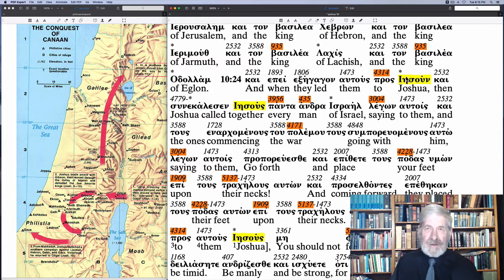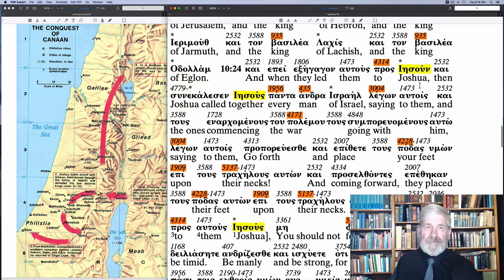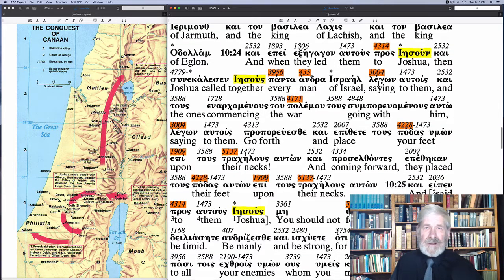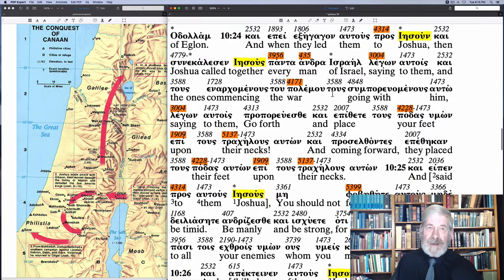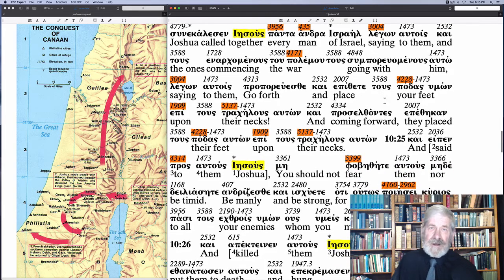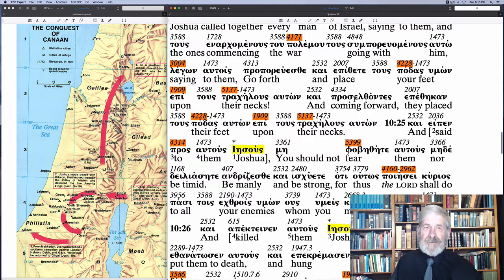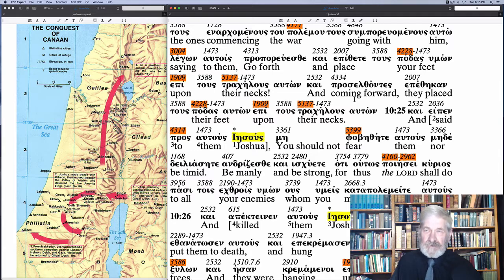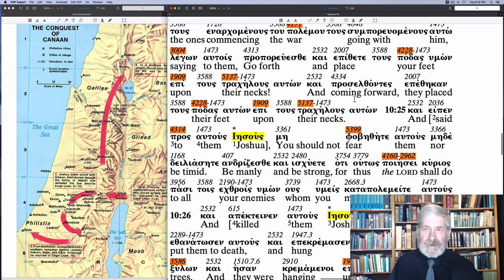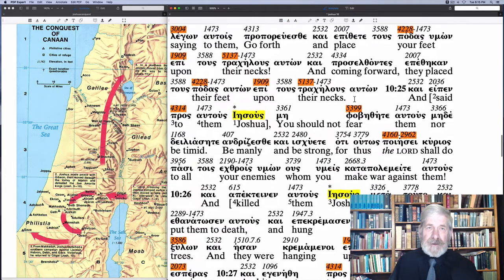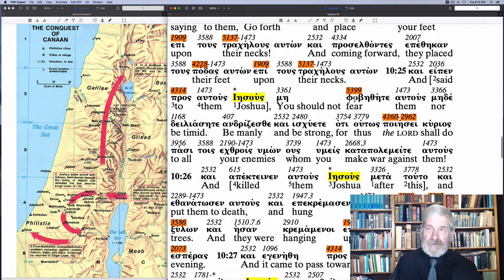And when they led them to Esun, then Esun called together every man of Israel, and the ones commencing the war going with him, saying to them, go forth and place your feet upon their necks. So some warriors, basically soldiers, put your feet on their necks. And coming forward, they placed their feet upon their necks.